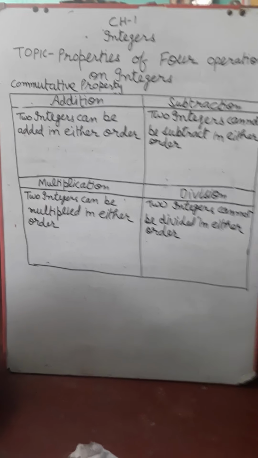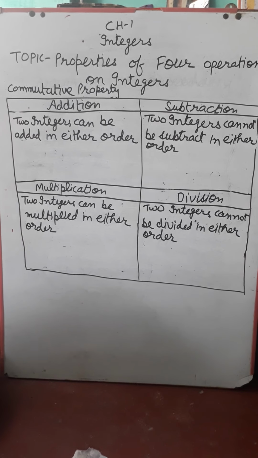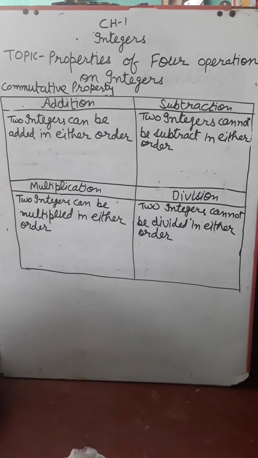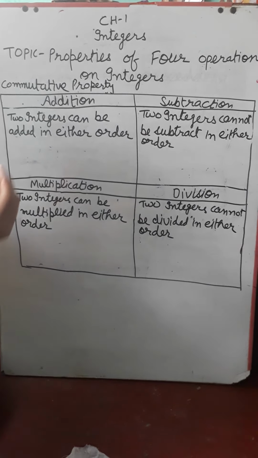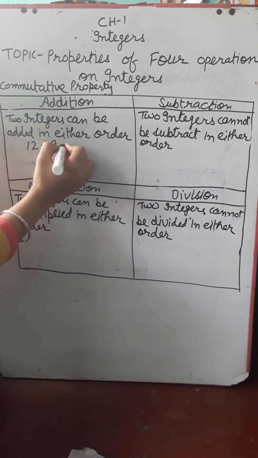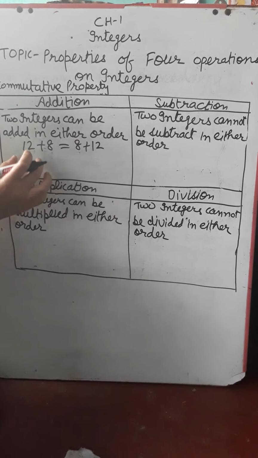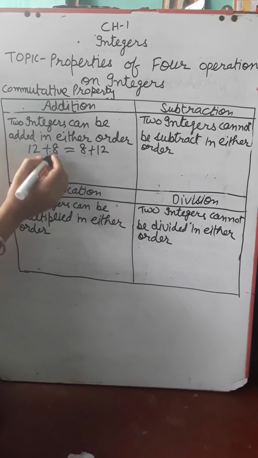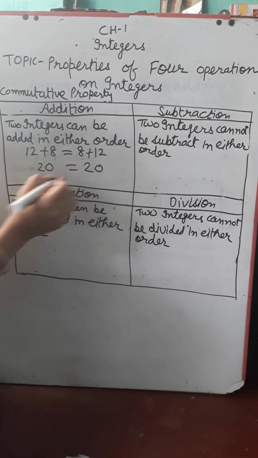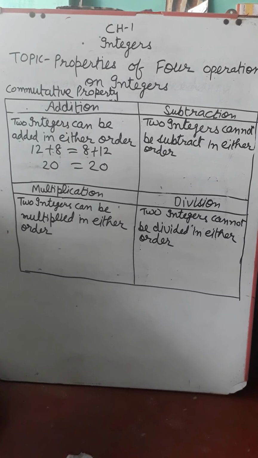In the commutative property, we have to find left hand side equal to right hand side. When we add two integers in any order, suppose we add 12 plus 8 or 8 plus 12, we will get equal results. 12 plus 8 is 20 and 8 plus 12 is also 20. So two integers can be added in any order according to the commutative property.